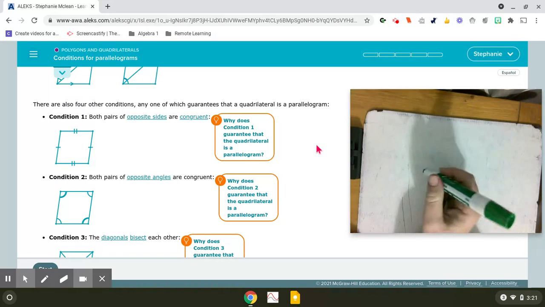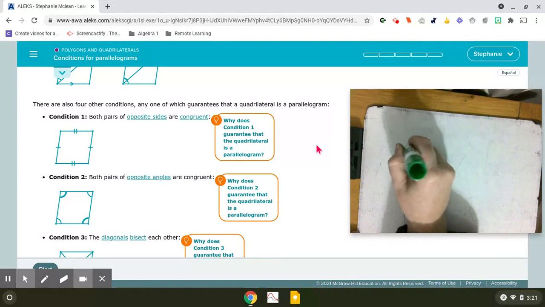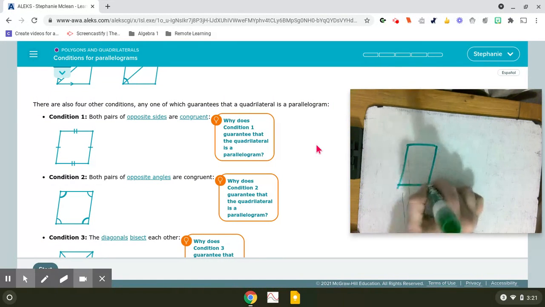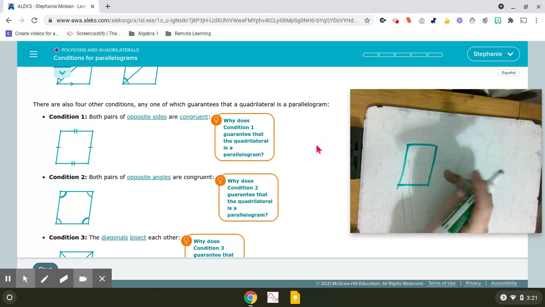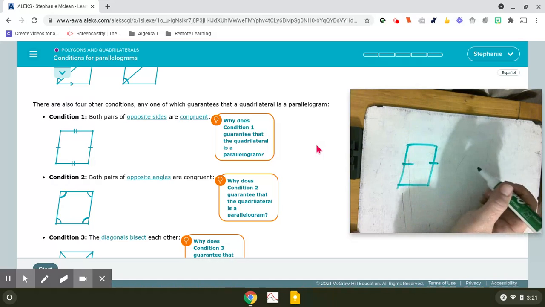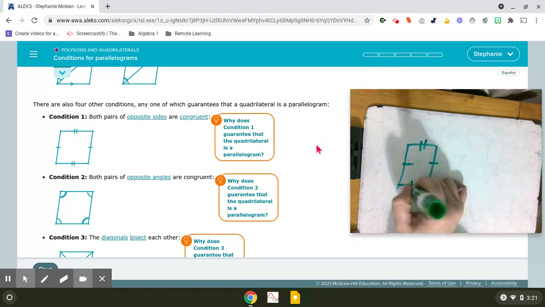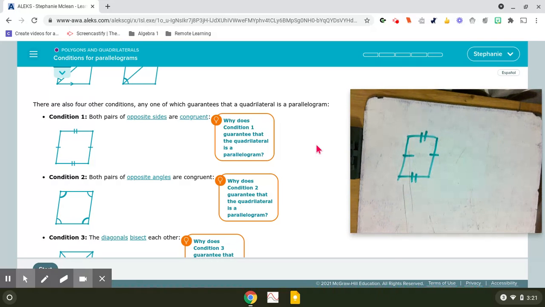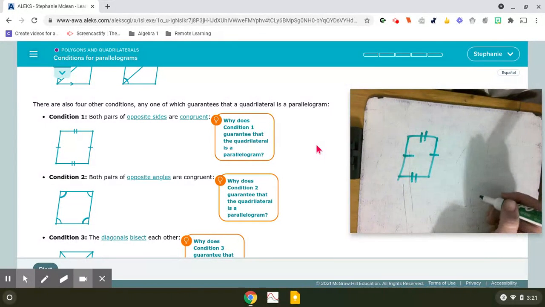The first condition, and I'm going to write these down because this is a lot easier if you put these in your notes, is that the opposite sides are congruent. Those two are opposite sides, and those two are opposite sides. Now condition 2 is both pairs of opposite angles are congruent.